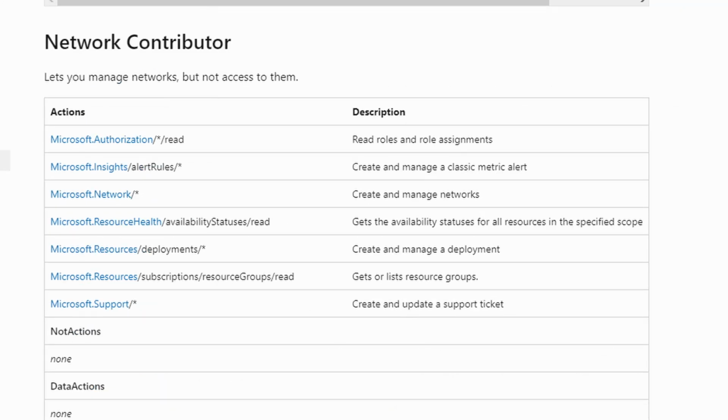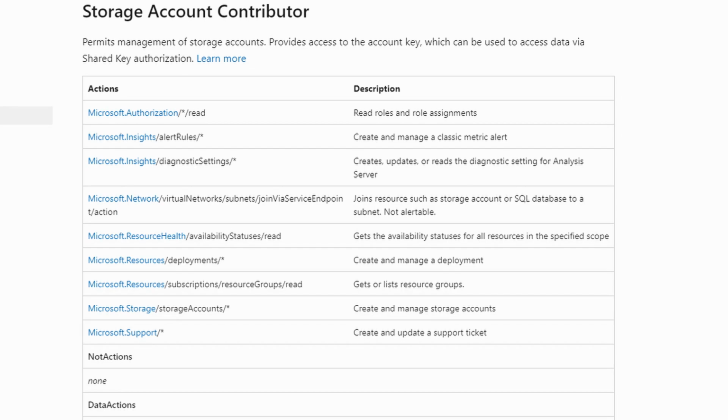Network staff could be given the network contributor role instead of the contributor role, and so on. You can also combine two or more specific roles instead of going up one level. For example, the VM guy that also needs to work with the odd storage accounts can be given the VM contributor and the storage account contributor instead of the contributor role. See how there's a pattern in the naming of these roles?